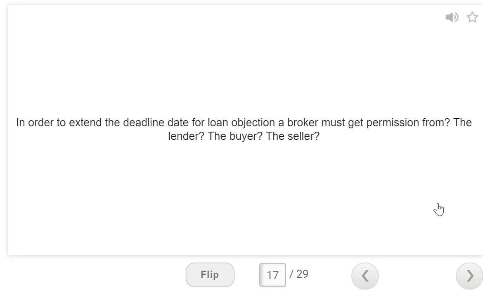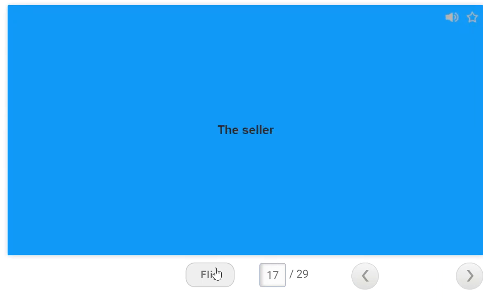So moving on, in order to extend a deadline for a loan objection, a broker must get permission from the seller. In order to extend the deadline date for loan conditions, the broker must obtain the seller's permission since it is the buyer's deadline. The extension must be in writing and signed by both parties.